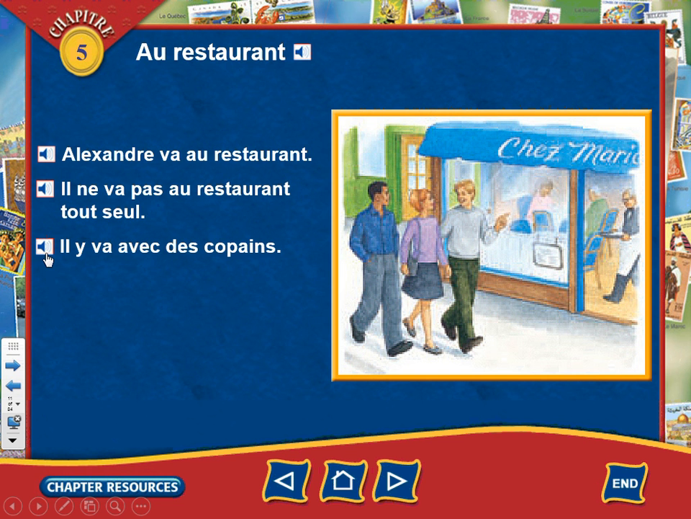Il y va avec des copains. Here's that pronoun again, that pronoun y, and it means there. It's referring to the restaurant, a place I already mentioned. Il y va, he goes there, avec des copains, with some friends. He goes there with some friends. Ils n'y vont pas en voiture. They don't go there by car. Okay, so this vont, that's my verb. It's the plural form for aller, to go. They don't go there by car.